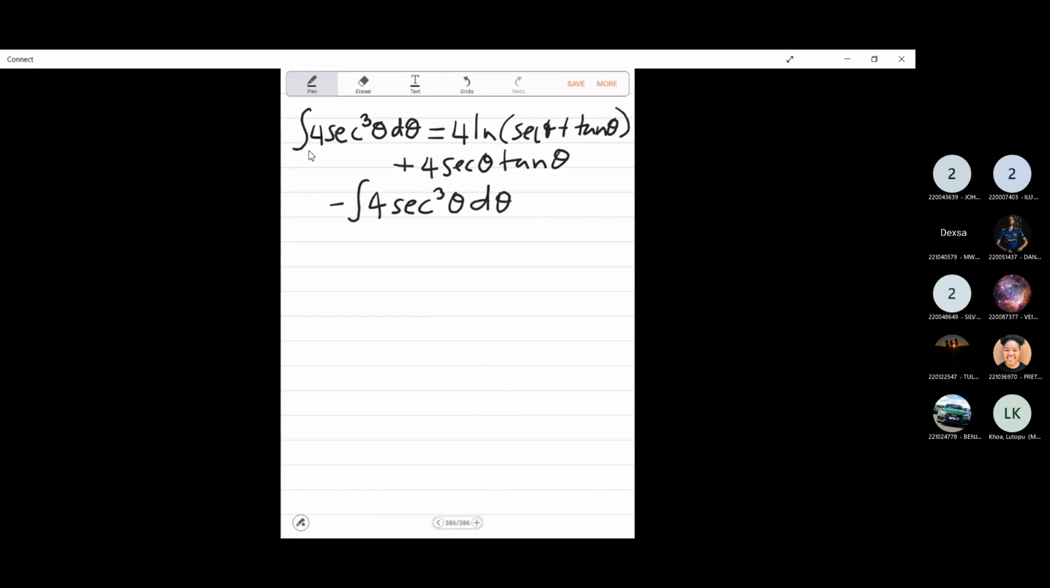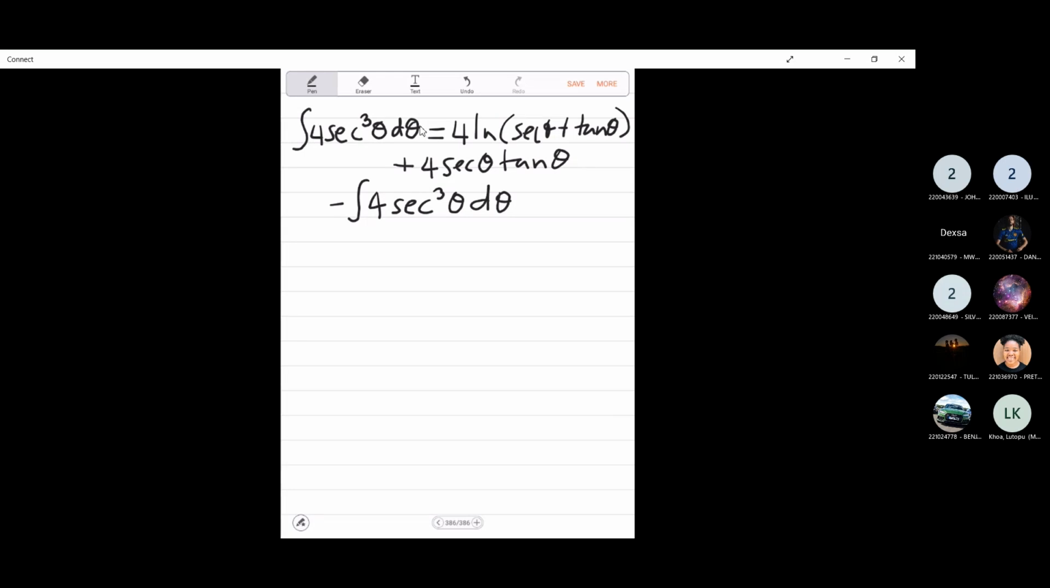Okay, so the reason again I wrote it separately is because I want to see that on the other side we have the integral of 4 sec to the power of 3 of theta d theta, and then on the right hand side I also have integral 4 sec to the power of 3 of theta d theta, so that I can take this one to that side and then just make 4 sec to the power of 3 of theta d theta the subject of the formula.